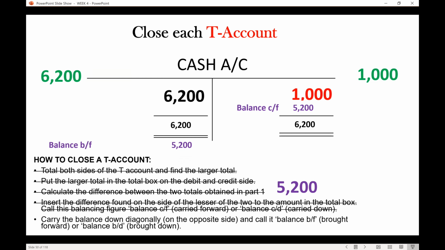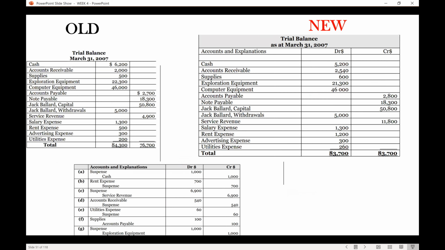So remember, this is the figure that we are carrying to our trial balance. And we're putting it on the same side that it is on in our trial balance. So in our cash account, this is on the debit side, a balance of 5,200. So this is what you should see in the new trial balance. And that's what we're seeing for cash, a debit balance of 5,200. So as I said, this is what you would do for all your accounts, especially for the ones that you would have made an adjustment to or corrected something for.